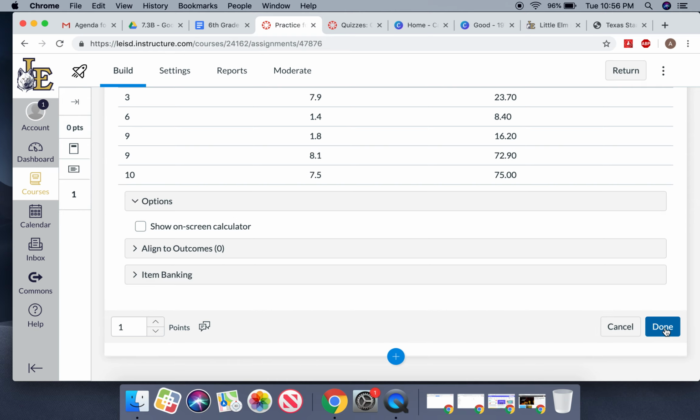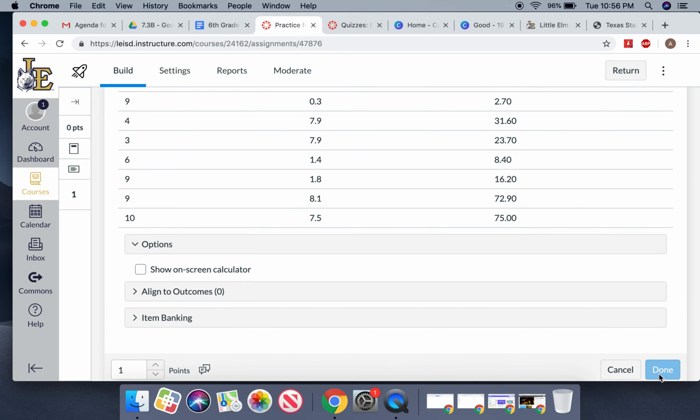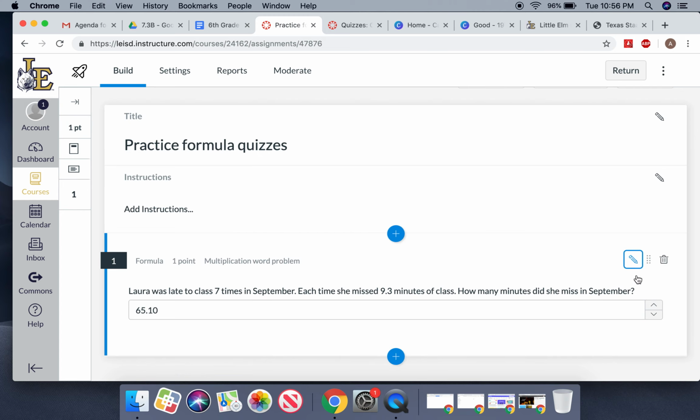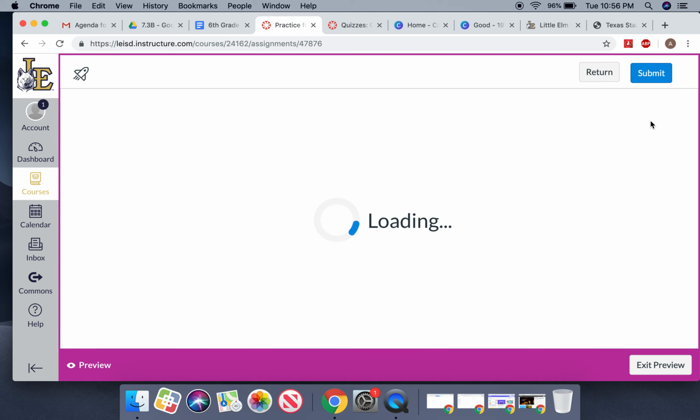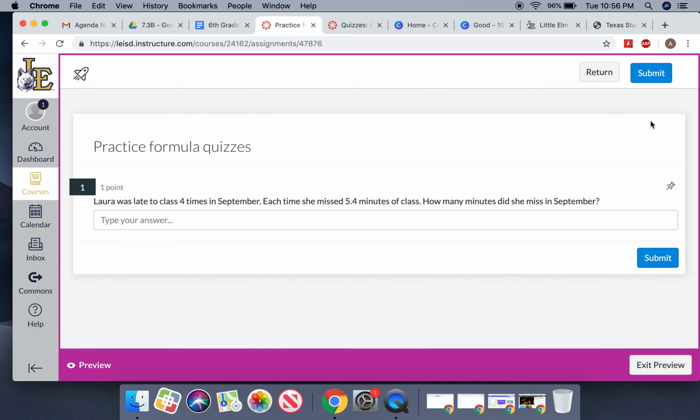So I'm going to click done. And now I can go up here to preview. And so it says Laura was late to class 4 times in September. Each time she missed 5.4 minutes of class. How many minutes did she miss in September? Do you see how, obviously that was not the original question, but now each student will see their own version of this question.